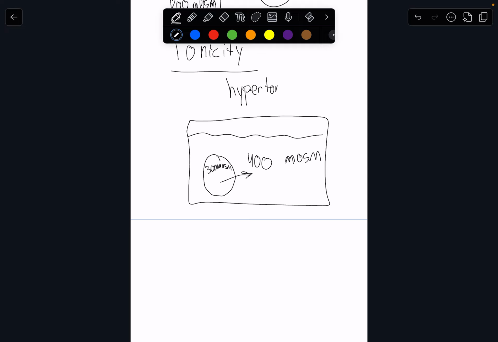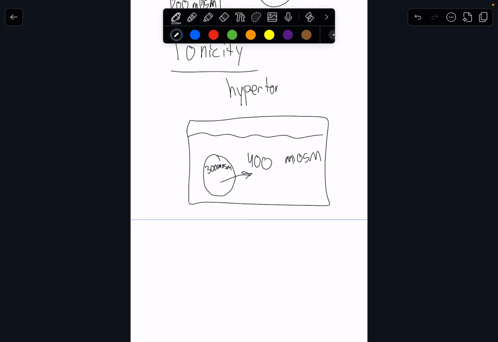And the effect that this would have, and hyper just means pretty much a higher concentration outside the cell than the inside. But this is more talking about the effect. Water will leave the cell and go into the solution, so it'll cause it from going like a nice, pretty cell like that to being kind of dehydrated and gross. So that'll happen in a hypertonic solution.